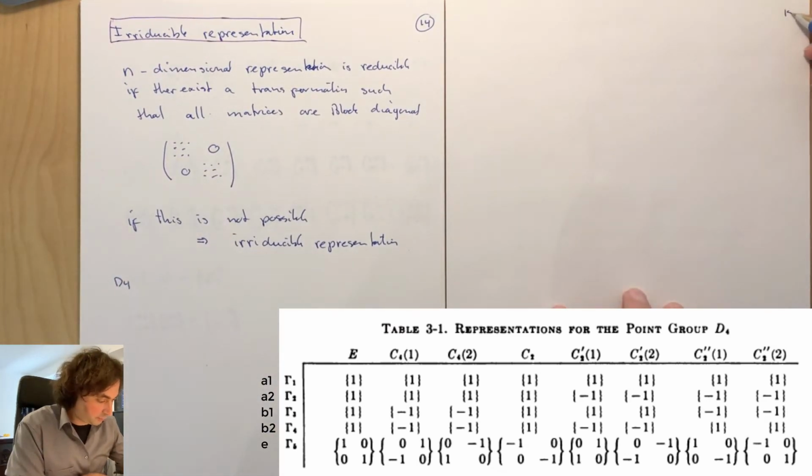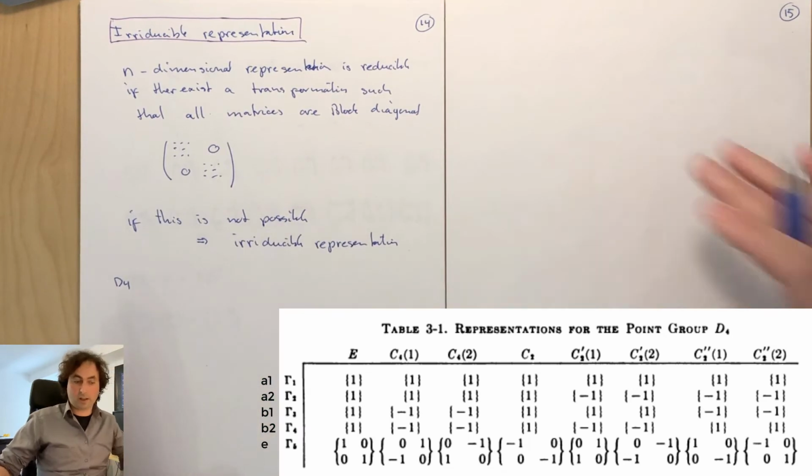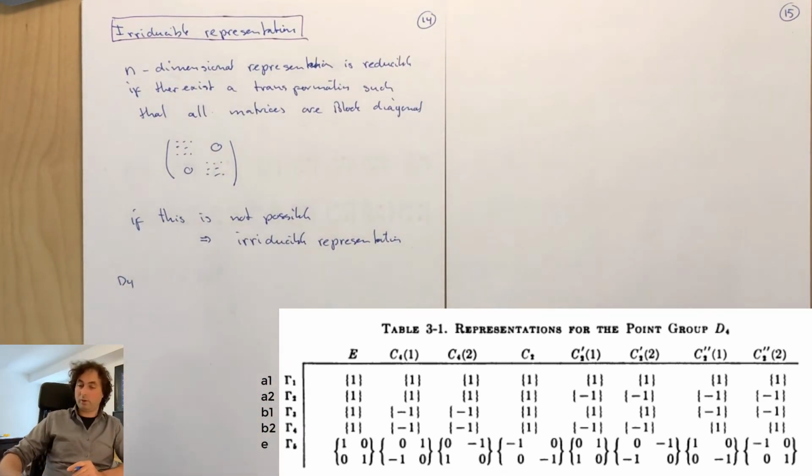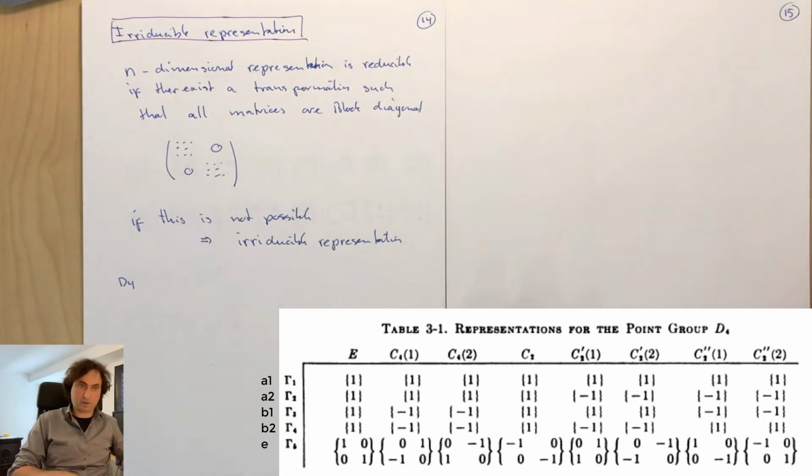Now, instead of using the names A, B, E, T, we can also just label them in order gamma 1, gamma 2, gamma 3, gamma 4. So gamma index i is also a name that you can use for the different representations.